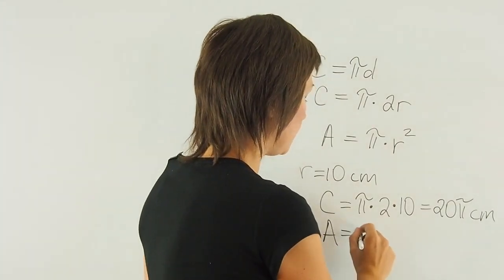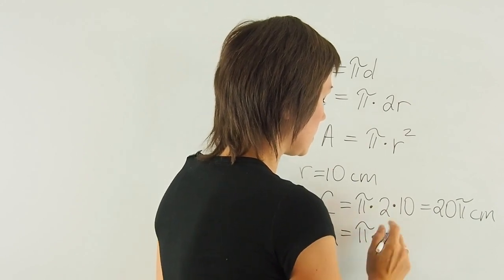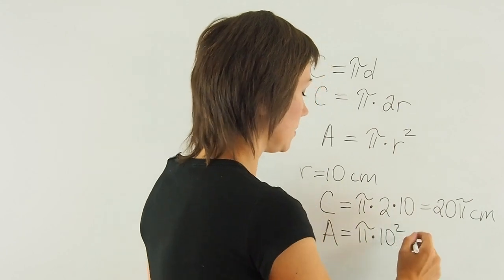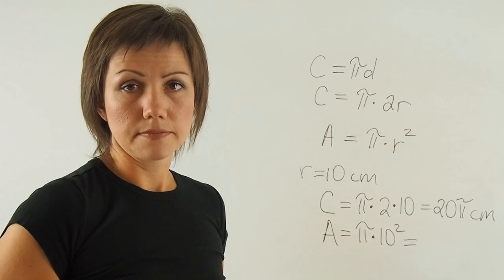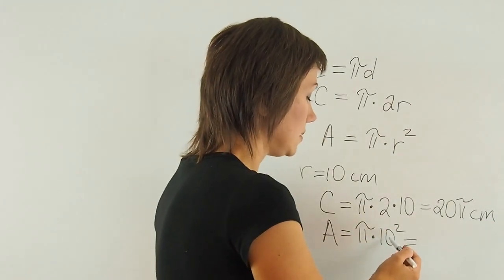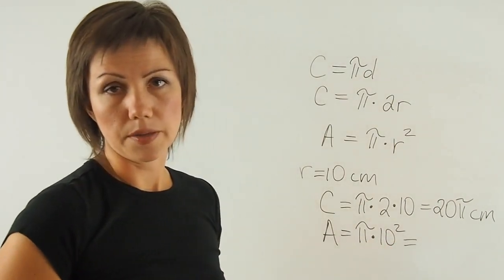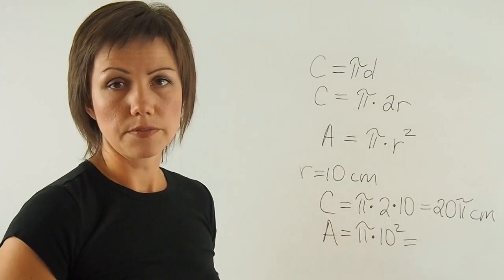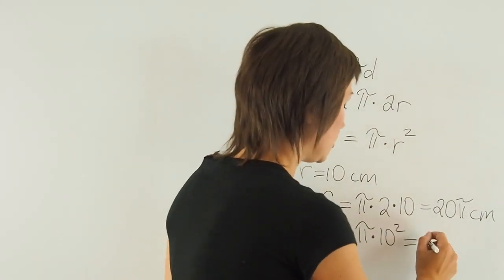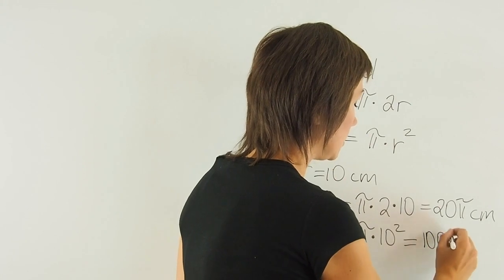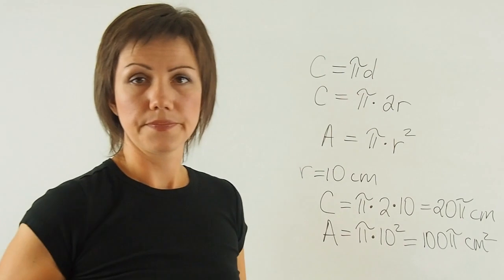Area could be found by multiplying pi by the square of the radius. In our case, it's 10 squared. Remembering BODMAS, we know that 10 squared has to be done before multiplying 10 by pi. Exponents come first before multiplication. So 10 times 10 is 100, and times pi is 100 pi centimeters squared.